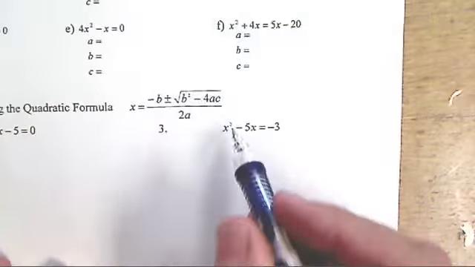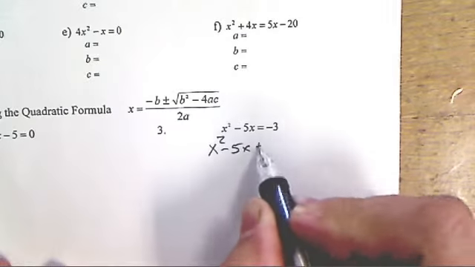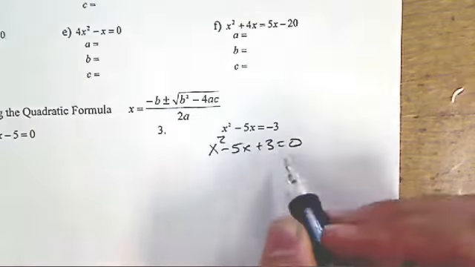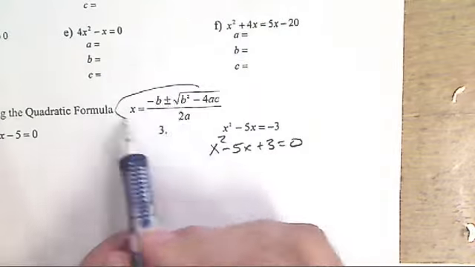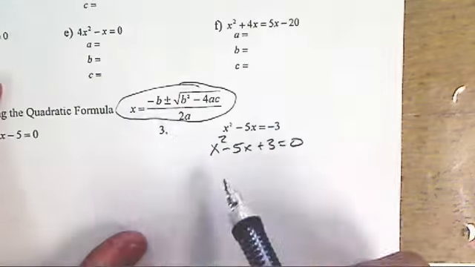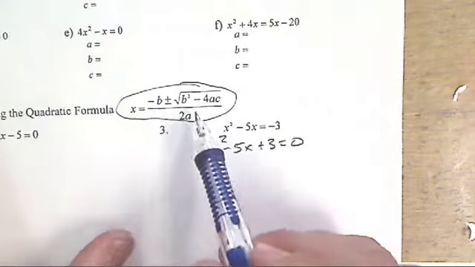Alright, so if I'm solving this guy, I need to get it equal to 0 and then try to factor. Problem is, this one's not factorable, but it still has a solution, and we use the quadratic formula. And we need to figure out what the a, b, and c all mean.